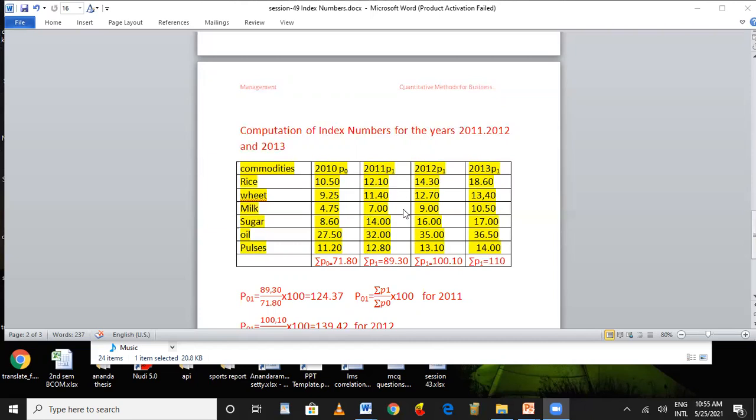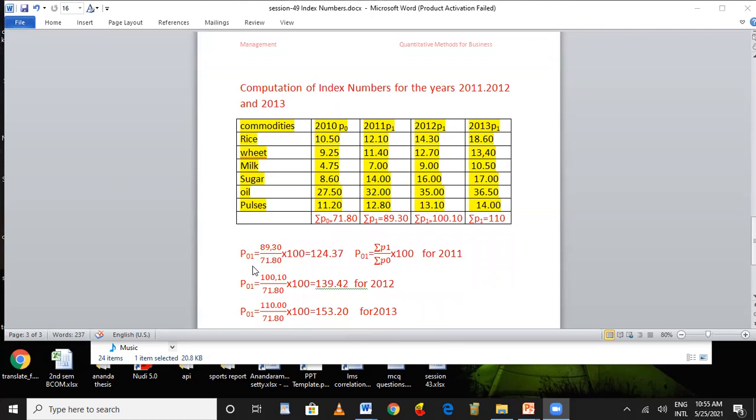Here the total of P1 is 89.30, and the P0 total is 71.80. Then the 2012 total is 100.10. P01 means the index number for 2011. Here they are asking to find the index number for 2011, 2012, 2013. First, 2011. How can we calculate it? The formula for P01 is sigma P1 divided by sigma P0 into 100. Sigma P1 is 89.30. Sigma P0 is 71.80.